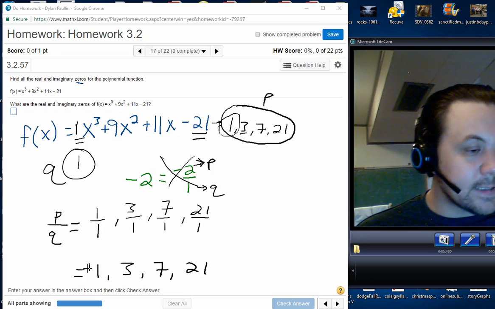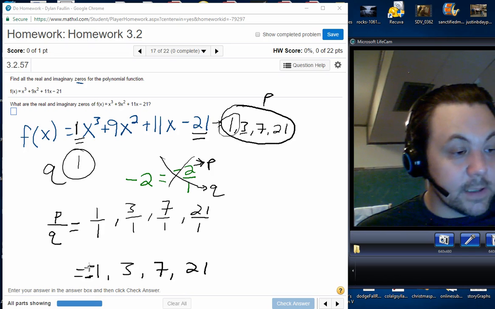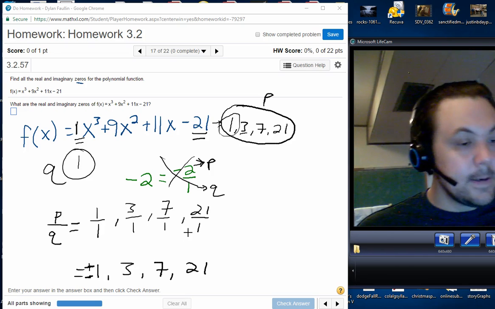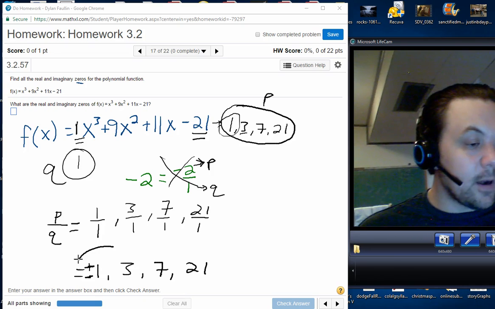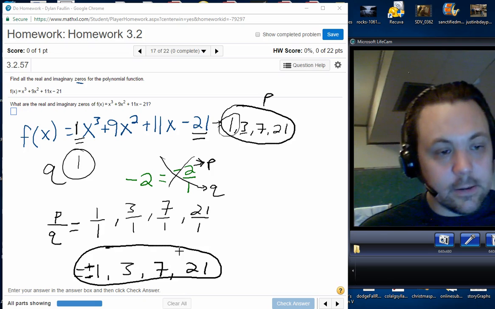The drawback is that we don't know whether it'll be positive or negative, so we have to consider both possibilities. It could be positive or negative 1. It could be positive or negative 3. All right, so these would be our best guesses right here. If you guess something that's not on this list, you're wasting your time.